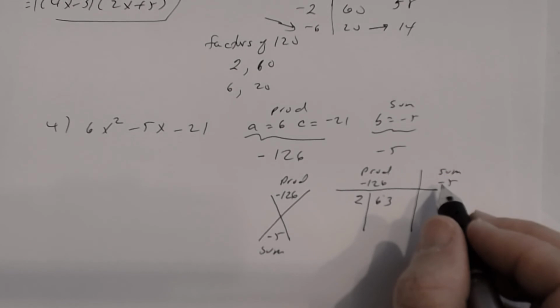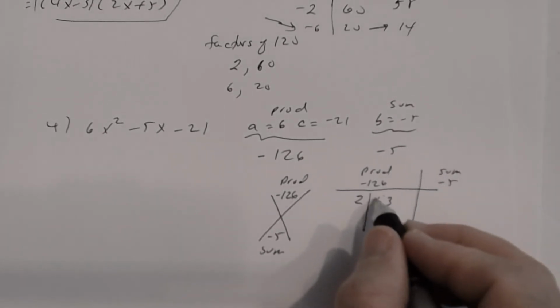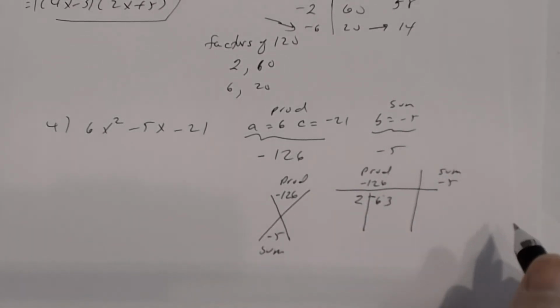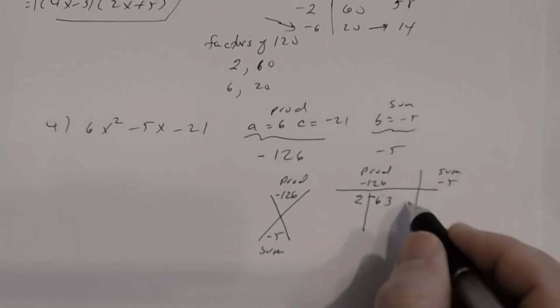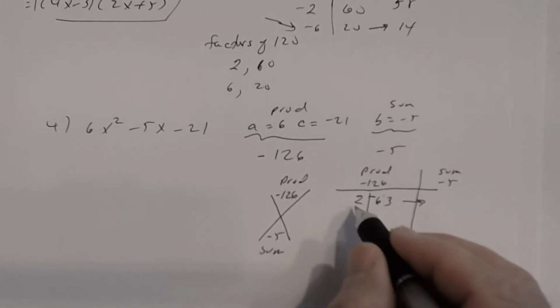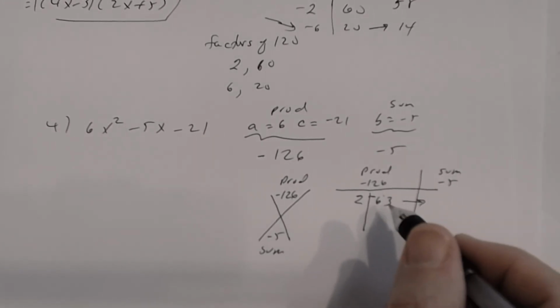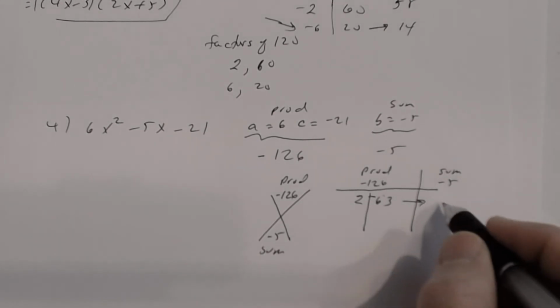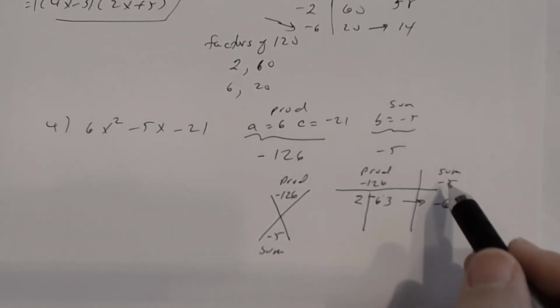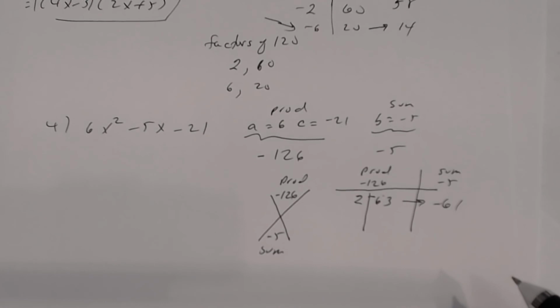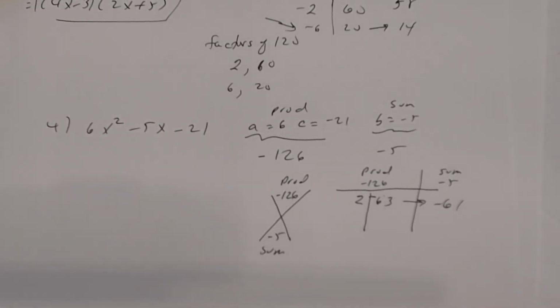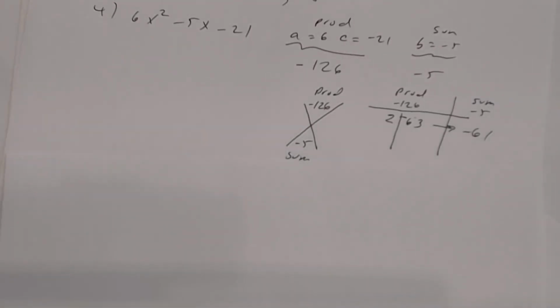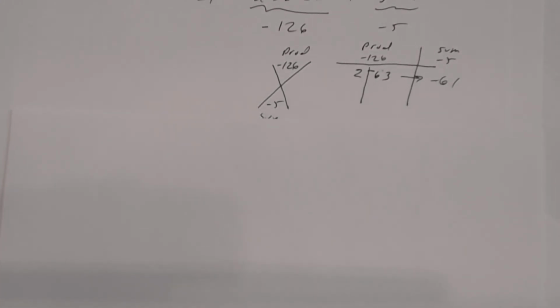Well, if I'm going to end up with a negative sum, then the larger of these better be negative. That's the way I would think about that. Notice that when I add these, that still doesn't help me, because I get a positive 2 and a negative 63, which is a negative 61, and what I wanted was a negative 5. So then we have to think about the factors of 126. Let's go off to the side and think about the factors of 126.